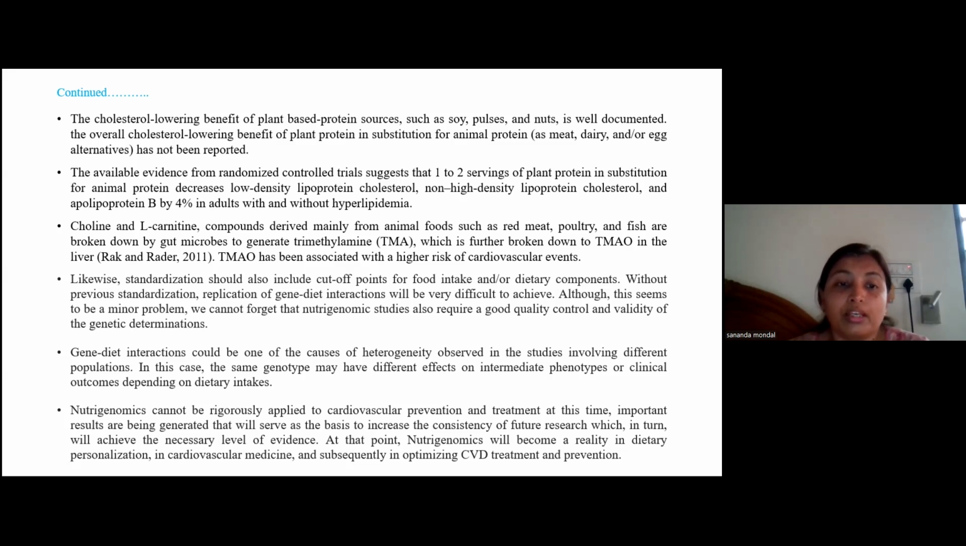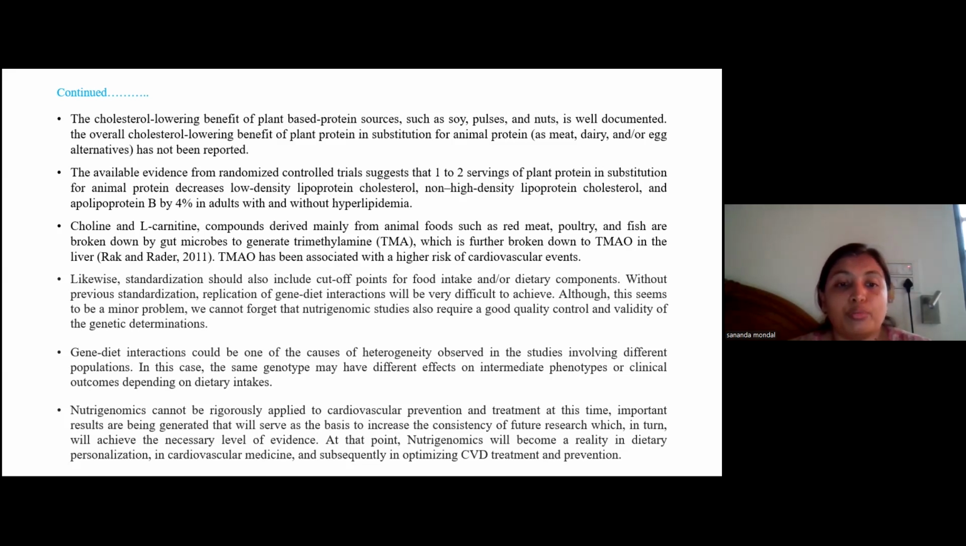Gene-diet interaction could be one of the causes of heterogeneity observed in studies involving different populations. In this case, the same genotype may have different responses or effects on intermediate phenotypes or clinical outcomes depending on the dietary intake. If we give them the same diet schedule or chart for a set time frame, then also we can see people with the same genotype can show different kinds of responses. So before going to some kind of conclusion, we have to know first the hereditary, the genotypic or gene pool study, then we can understand what is the pattern of their dietary intakes, and according to that, how their genes are responding.